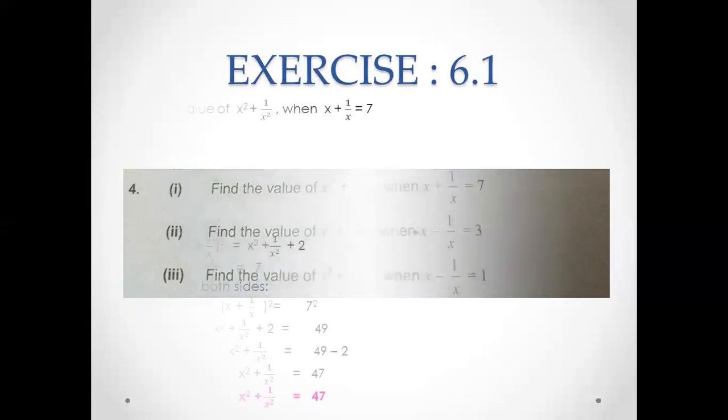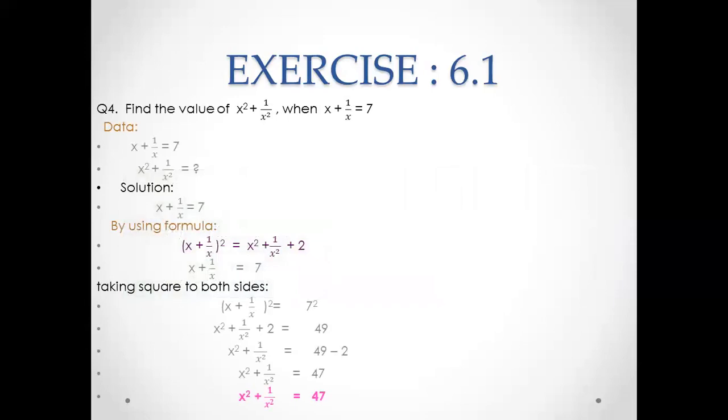Yes students, part 1. Find the value of this when x plus 1 over x is equal to 7. By the same procedure, x plus 1 over x is equal to 7, we take the square on both sides. I told you, because there is an equation, we take the square on both sides, not only one. x plus 1 over x whole square is equal to 7 square. Now you know the formula: x plus 1 over x whole square is equal to x square plus 1 over x square plus 2.